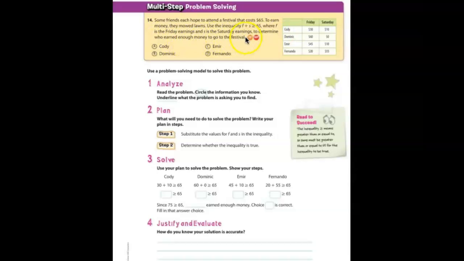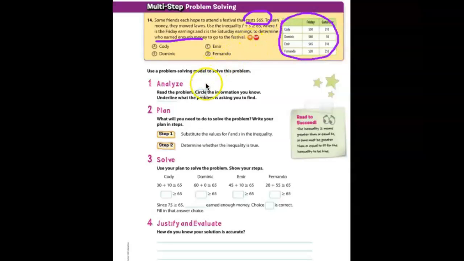65, where F is the Friday earnings and S is the Saturday earnings, to determine who earned enough money to go to the festival. Okay, so the first thing we're going to do is analyze. When we read the problem, we're going to circle information that we know, and we're going to underline what the problem is asking us to find. So I'm going to go ahead and underline what the problem is asking us to find first. We're looking for who earned enough money. And the important information that we need to circle is it costs $65. And the other piece of important information is the actual chart. So we're going to circle the chart as well.